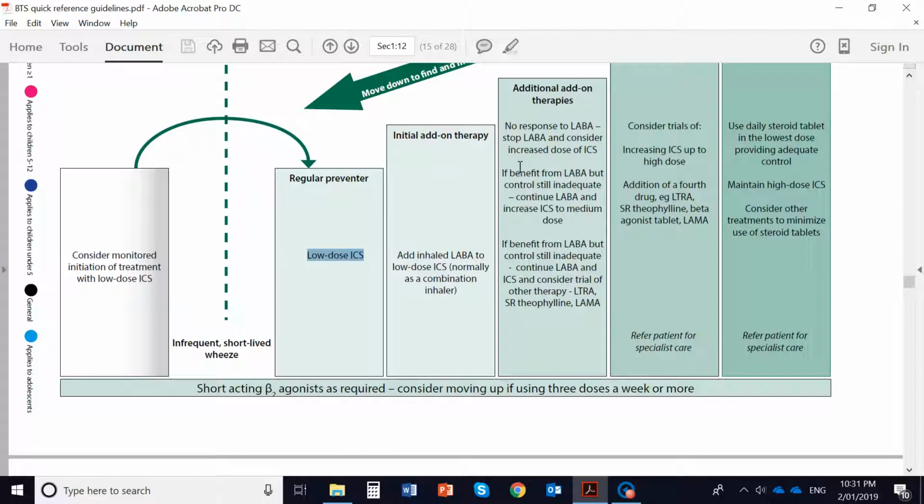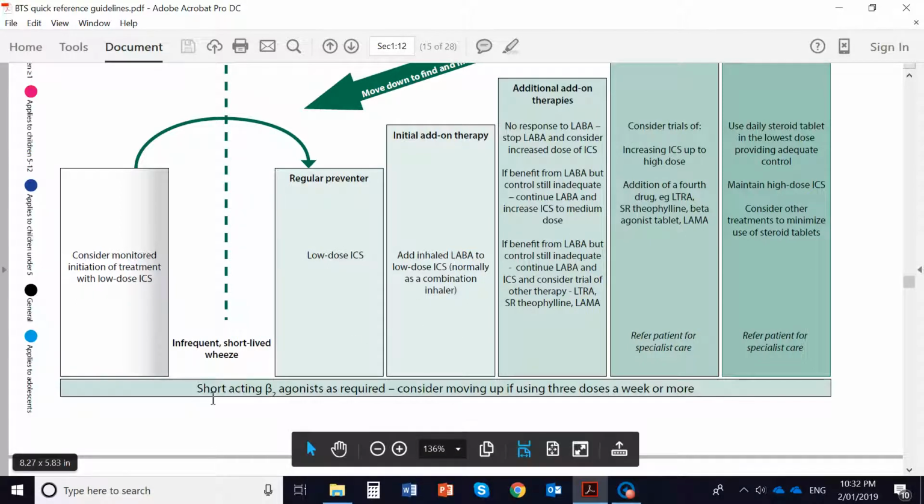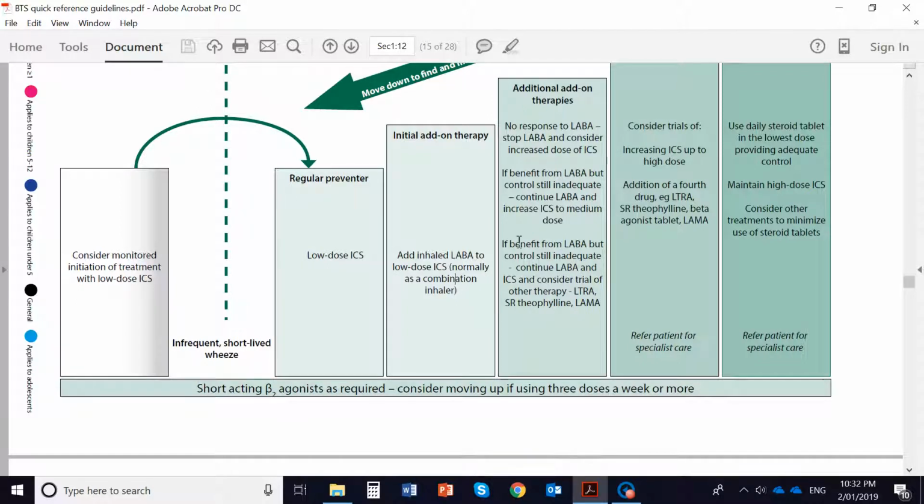But if you are on ICS and LABA and you are doing very well, you are basically on this step, right? So we only move to the right hand side when this step is giving you this. So you are still on this step and you are still experiencing any of this. So if you are not experiencing this and you are on any step, you are happily standing there. You're not moving up and down.